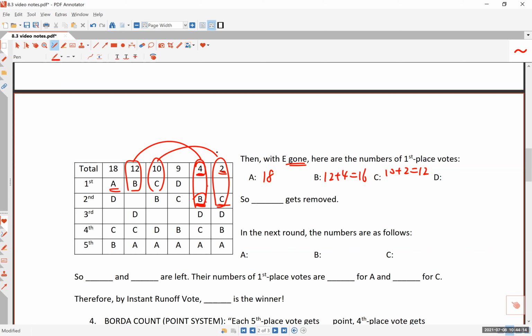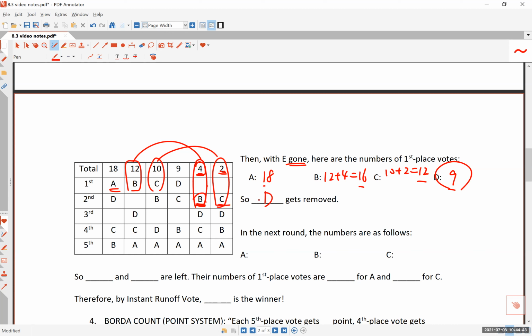Now D still has 9. It's not going to pick up any additional votes. So that is the result. If you look at this, A, B, C, D, you have 18, 16, 12, and 9. The fewest number here is D. So D gets chopped in the second round of this show, right? So D gets kicked out. Now E is gone, D is gone.